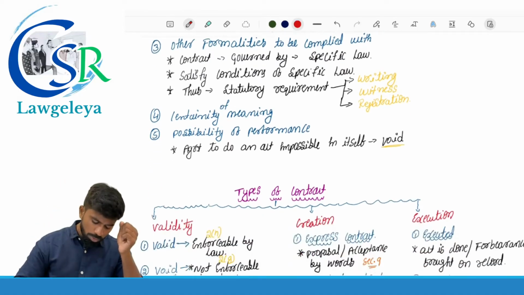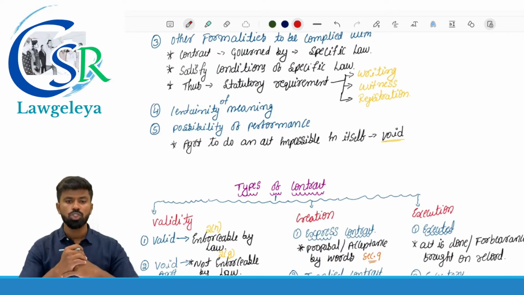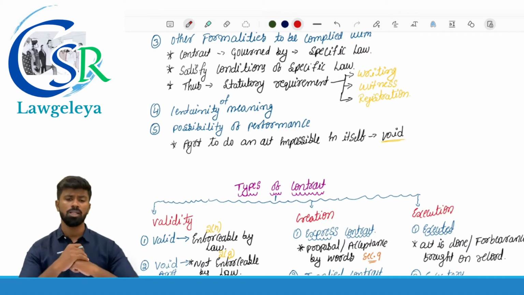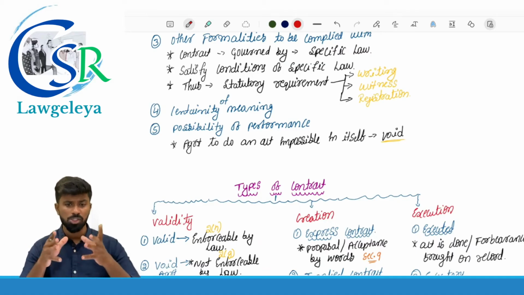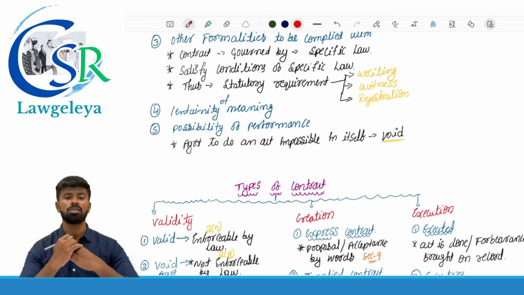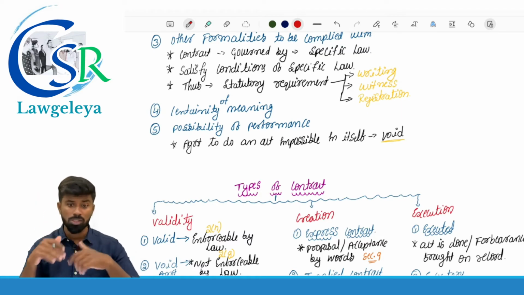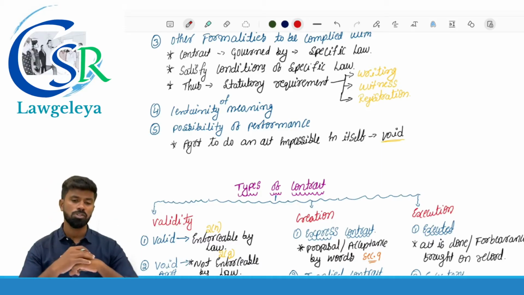Next one, possibility of performance. The agreement should be possible to perform. If an agreement is impossible in itself, the agreement is void. For example, a promise to discover a treasure by magic, and a promise to run 10,000 kilometers per minute. Are these things possible? No, because it is not possible to perform, so not enforceable by law.